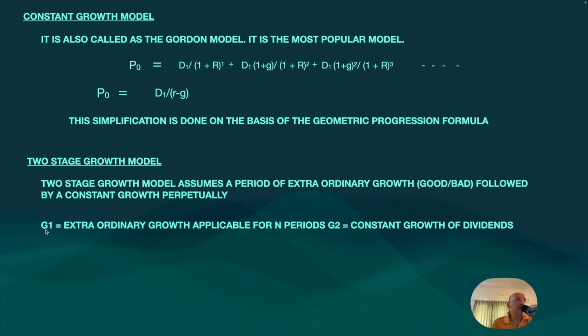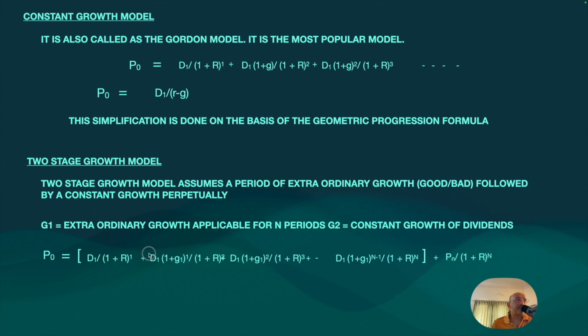Suppose we understand G1 as the extraordinary growth applicable for n periods. N period may be 5 years, n period may be 10 years, whatever you take. And G2 is the constant growth of dividend. This is the constant growth formula. So we will be putting two formulas now, the constant growth and the extraordinary growth. Then you get the present value of the equity share as the formula D1 divided by (1 plus R) to the power of 1, plus D1 into (1 plus G1) divided by (1 plus R) square, since it is growing at a constant G1. This formula is put in here, and so on till the nth period.